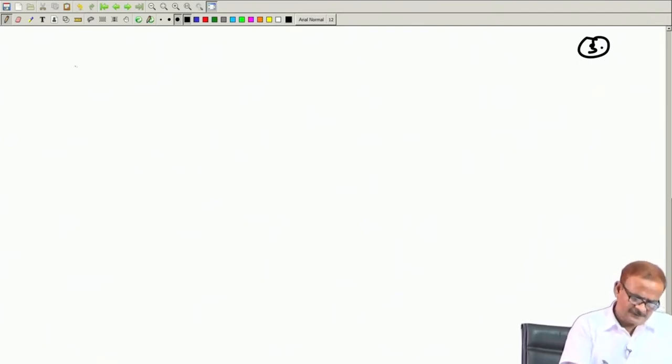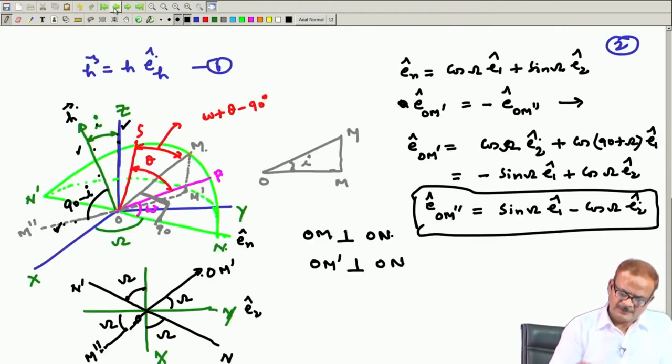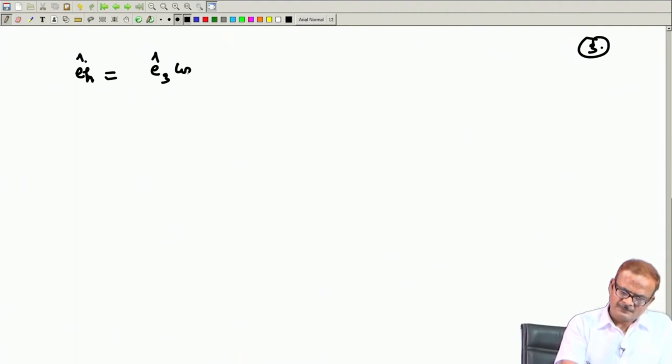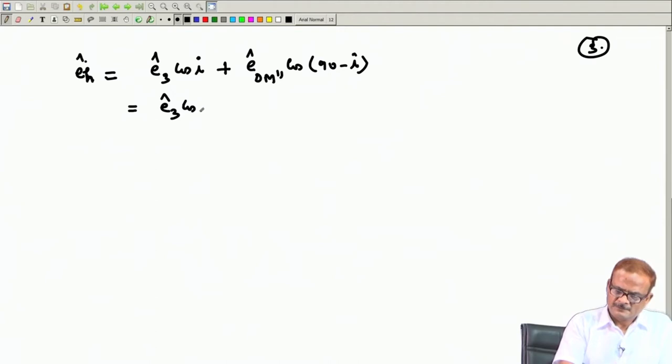So, already we have written U O m this. So, we have E h, what I was telling that this can be broken along this direction or either we can calculate unit vector along this direction which is E h cap. So, E h cap unit vector will be E 3 cap cos I plus E cap O m double prime cos 90 minus I. So, E 3 cos I and then plus E O m double prime sin I.